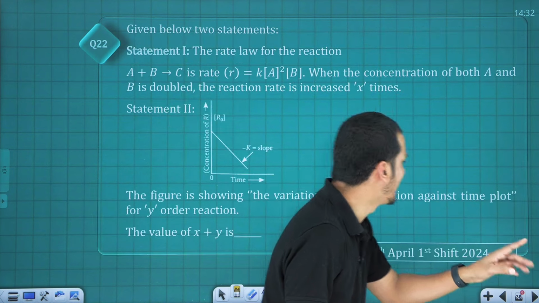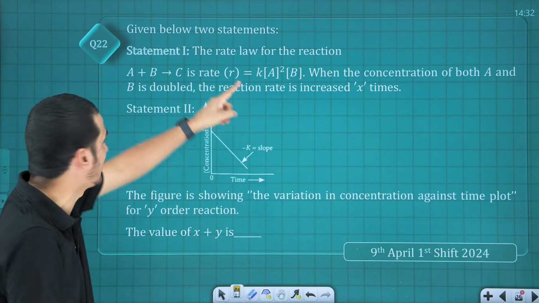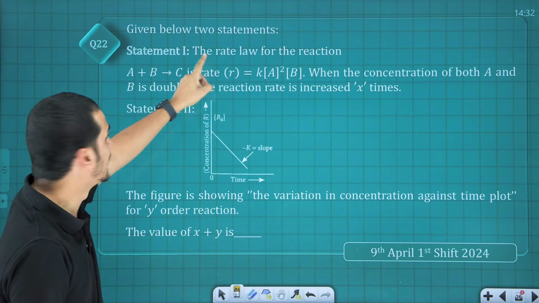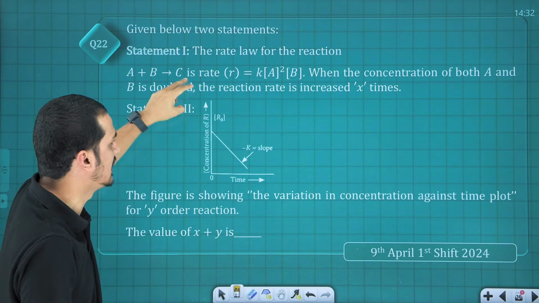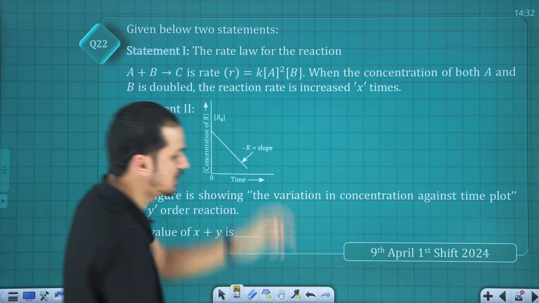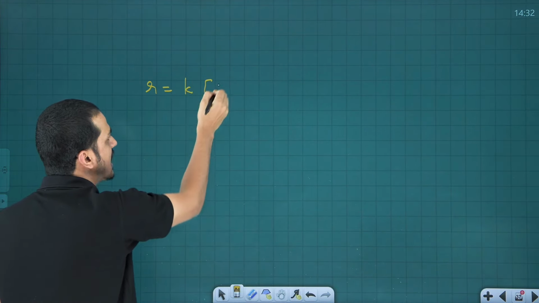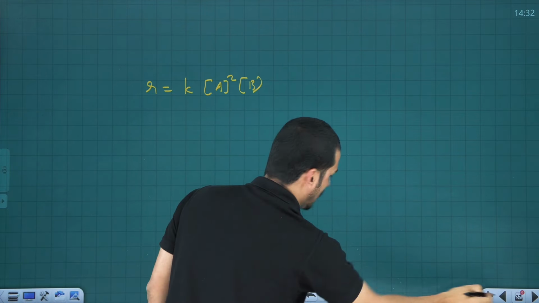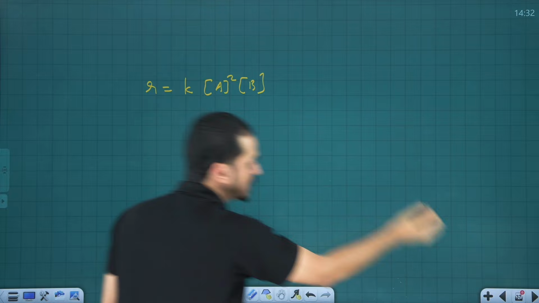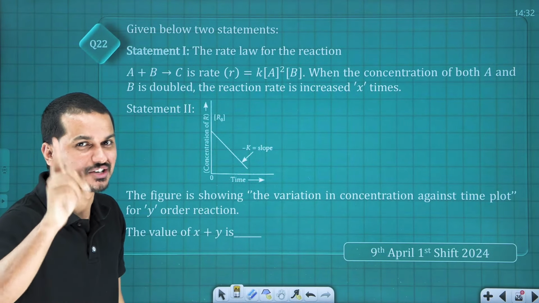We can move to the next question. This is also the same, but different. See, statement 1: the rate law for the reaction A plus B gives C is given as rate equal to K into A square into B. These are all 2024 questions, so be conscious, the same kind of question is going to come in 2025 also.